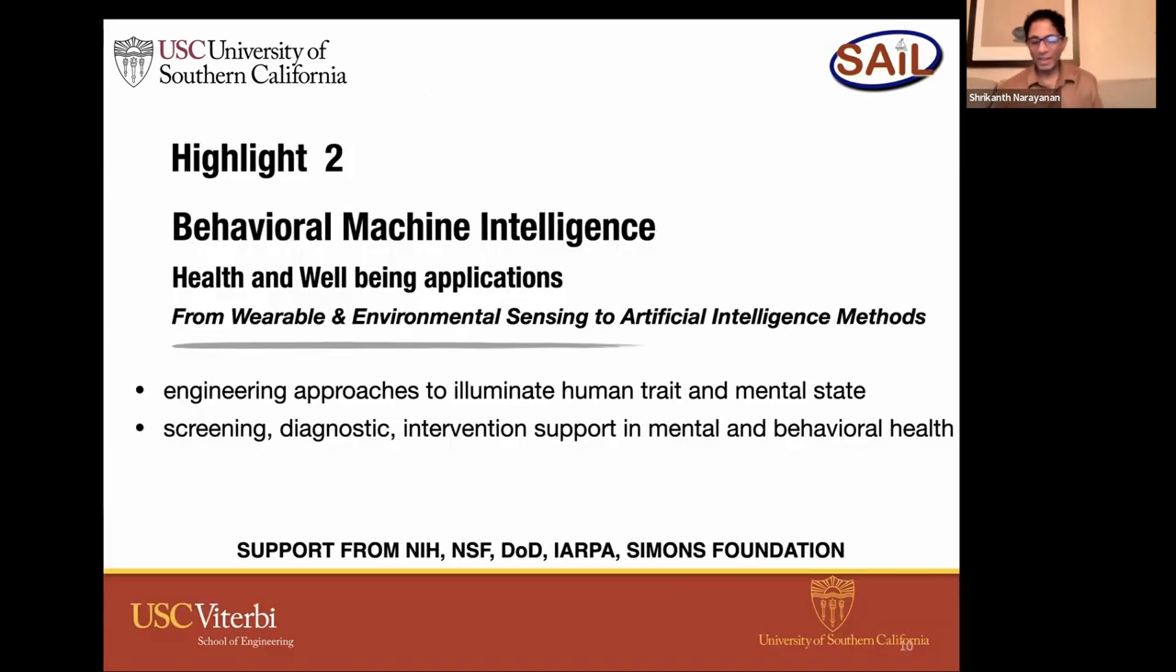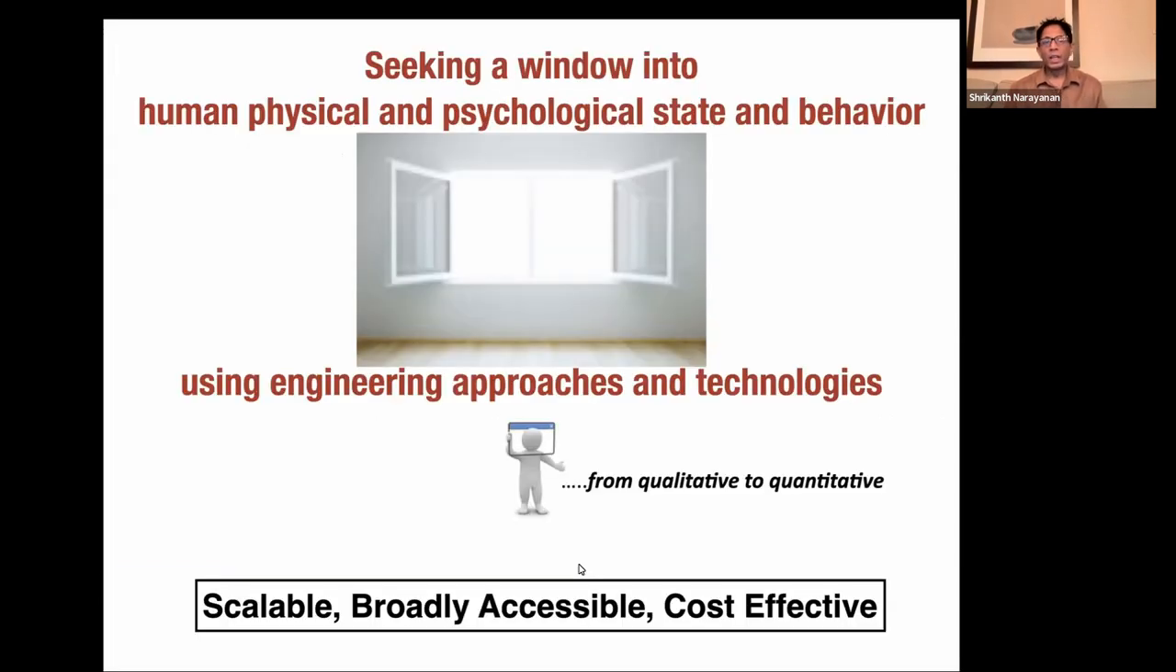Now let's focus on the big part of the talk, on behavioral machine intelligence. Let me just watch my time. Okay, I'm doing all right. So as I said, the confluence of sensing and AI methodologies, especially in the service of understanding states and traits or constructs about people, is increasingly possible, especially inspired by needs in mental and behavioral health. So what we are trying to do is bring machine intelligence approaches to seek a window into the physical and psychological state and behavior of humans, moving away from largely qualitative to quantitative approaches, thereby providing scale, broad accessibility, cost effectiveness, and so on.